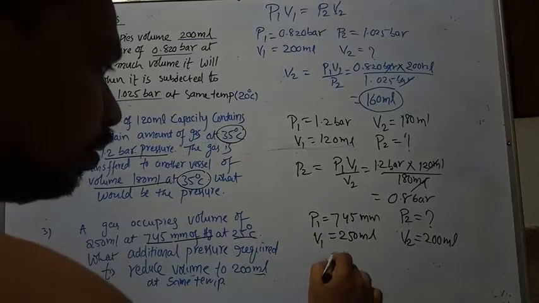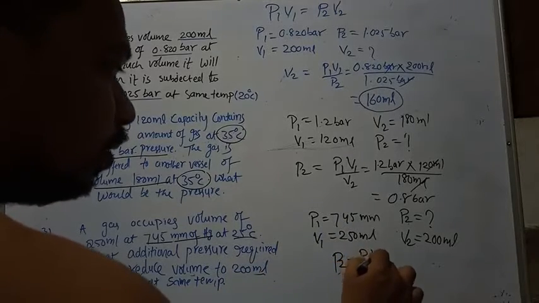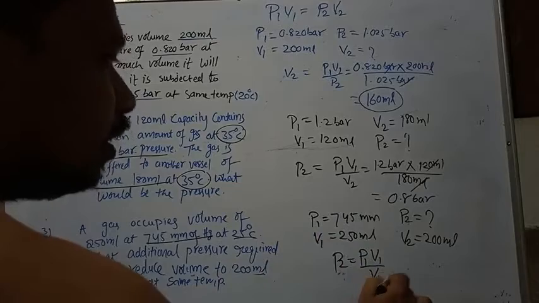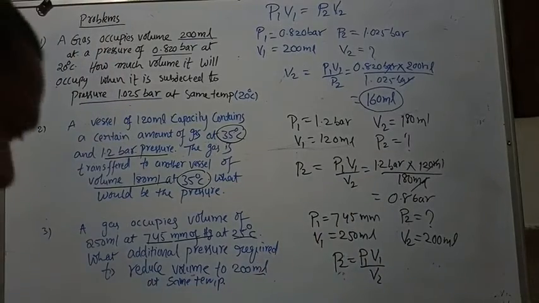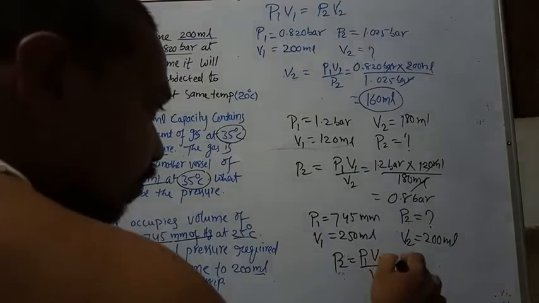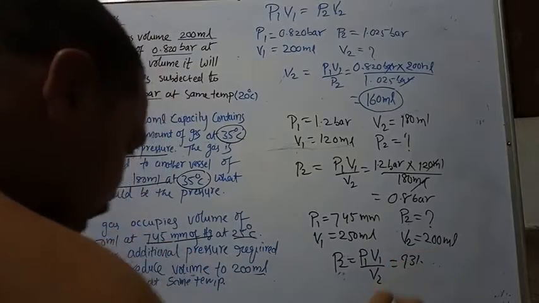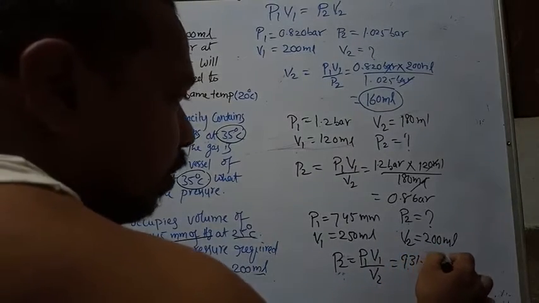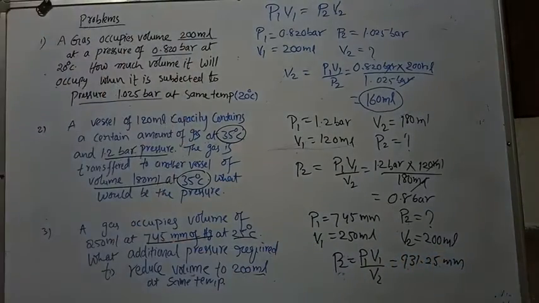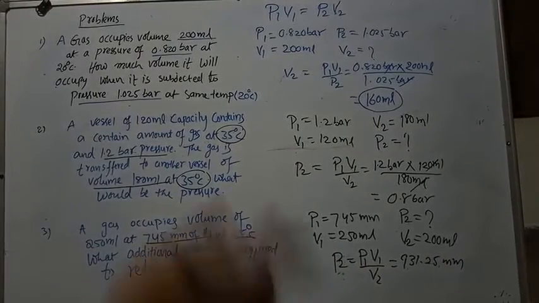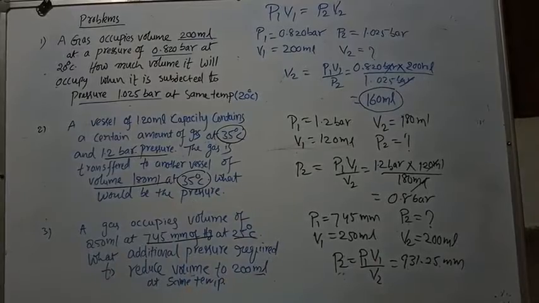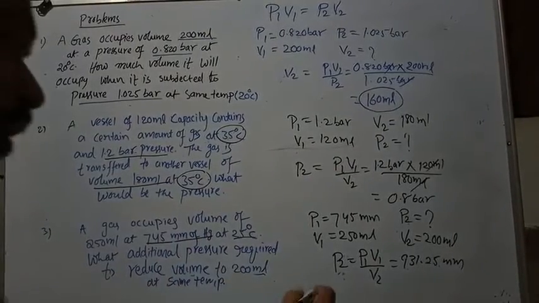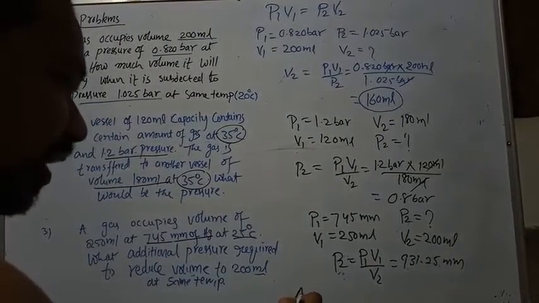So P2 is P1 V1 by V2. Similarly, if you substitute those values here, how much P2 are we getting? 931.25 mm of Hg. This is P2. This is not the answer. He is asking how much pressure he is adding. How much additional pressure is he adding?